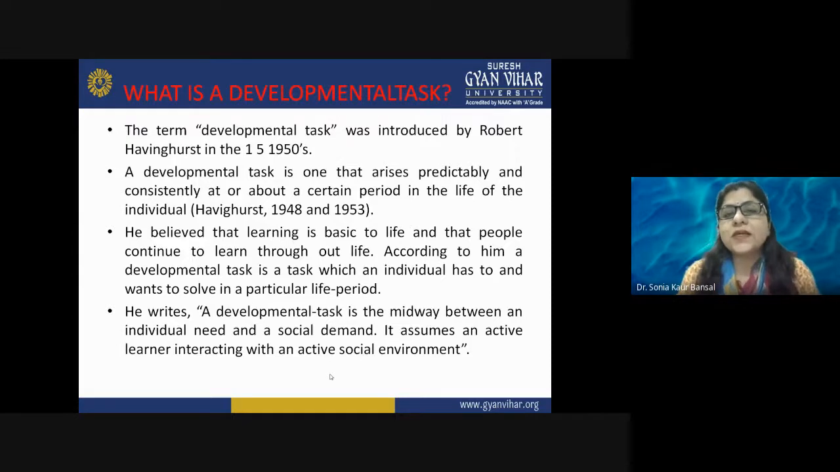Just try to understand, students, that if the learner is doing all the age-related tasks properly and appropriately, then his next stage of life will be smoother and more comfortable for him to live. And it will not only be comfortable for him, but also for those who are associated closely with him. So this is how the developmental task is very significant: each stage is leading towards a particular task series, and that has to be completed in that stage only.